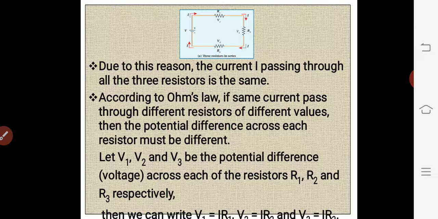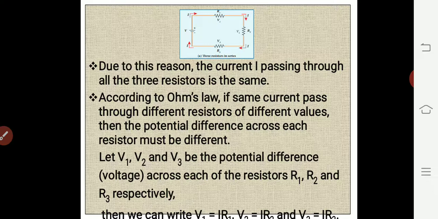According to Ohm's law, current is directly proportional to potential difference. I is directly proportional to V, that is V equal to IR. This is Ohm's law.